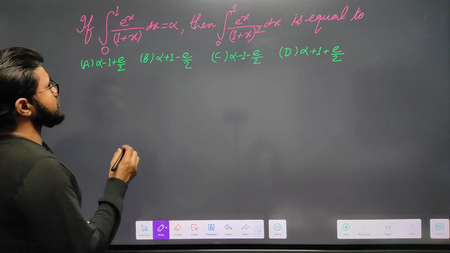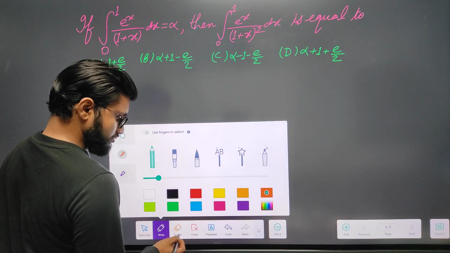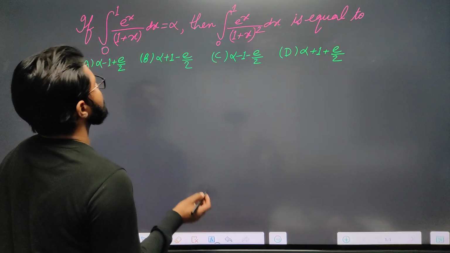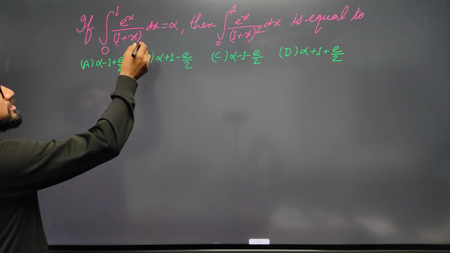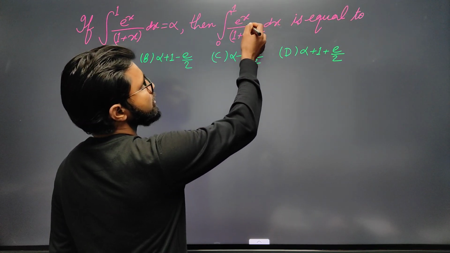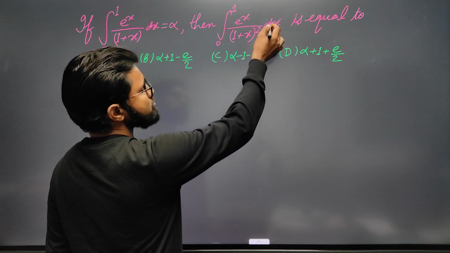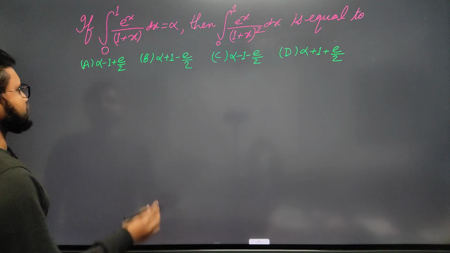And see, this question has been asked in CBSE board 2025. So look over here carefully. Given that the integration from 0 to 1 of e to the power x upon 1 plus x dx is equal to alpha, find the value of the integration from 0 to 1 of e to the power x upon (1 plus x) whole square dx. You have to find this value.